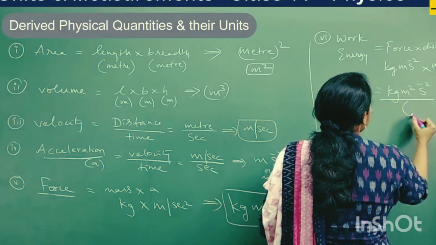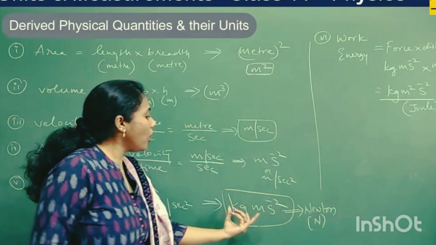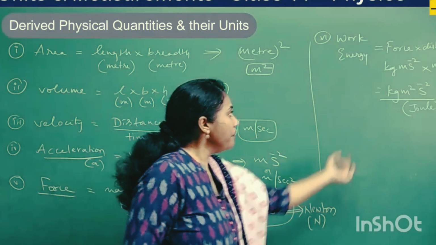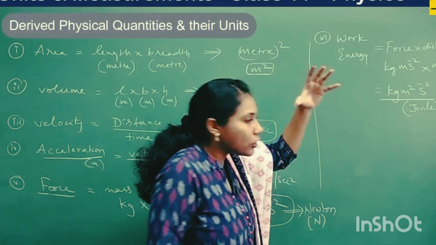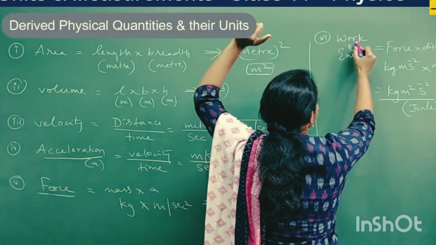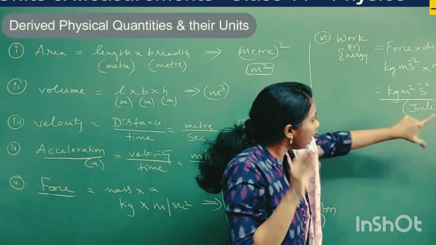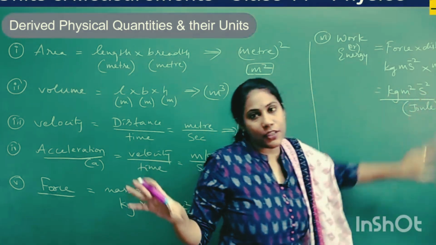This can be called joule. Clear? The way you called the whole thing Newton, here you can call the whole thing joule. So the common unit for energy or work is joule. What we actually mean by joule is kg meter square per second square.